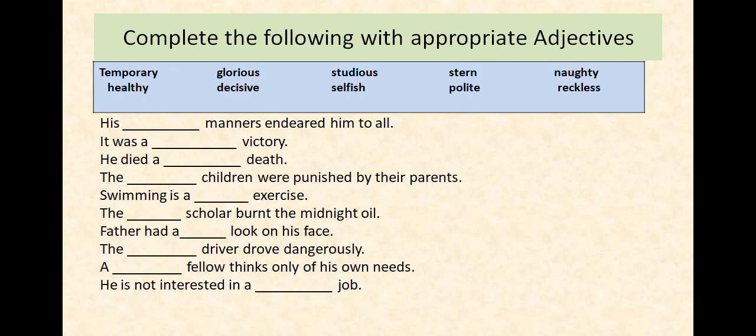Now let us complete the following with appropriate adjectives. Here are some words in the box like temporary, glorious, studious, stern, naughty, healthy, decisive, selfish, polite, reckless. So you'll have to fill the blanks with these words. His dash manners endeared him to all. It was a dash victory. He died a dash death.